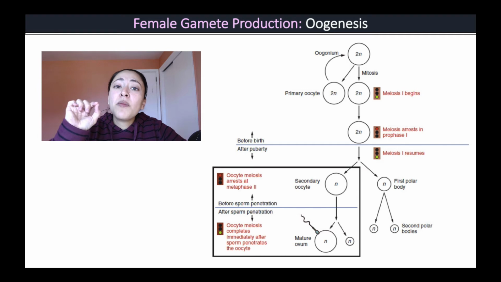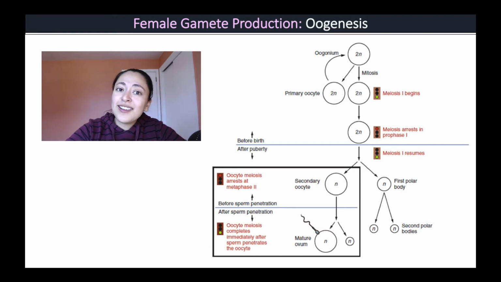So remember, spermatogenesis began at puberty. And this is a little bit different than in oogenesis, because everything that's happening above this line in this diagram is happening before the female is even born. So before the female is even born, she has a whole bunch of oogonia. They undergo mitosis. Some of them form more oogonia, and some of the oogonia become primary oocytes. Okay, so that was similar to as in males.